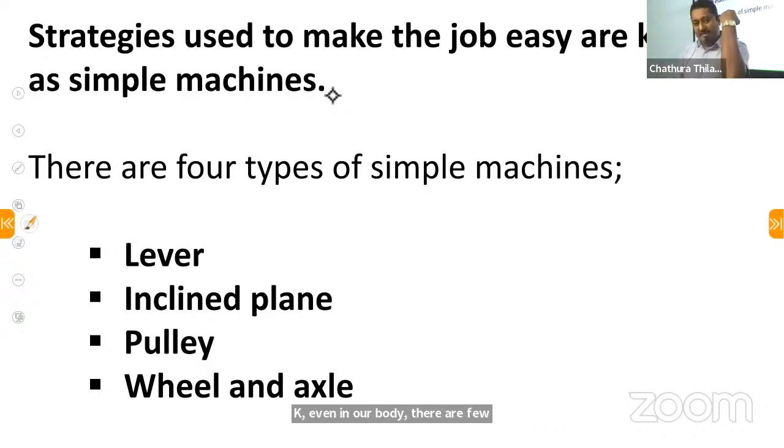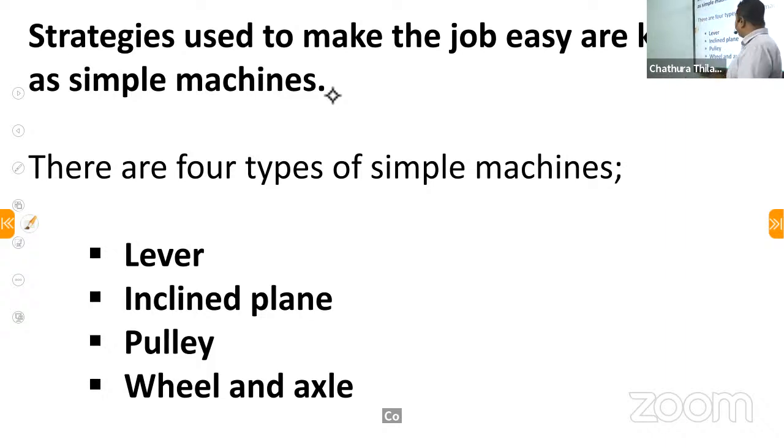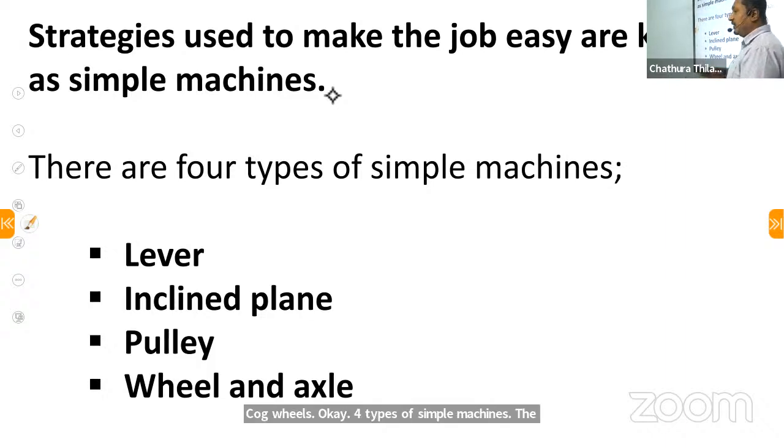Levers, the levers in the joints of our body do the work. In a foot cycle, the levers, the wheel and the axle, pulleys are there. Chains, cogwheels. Okay. 4 types of simple machines. The lever, not the liver. Liver means akmawa. That is L-I-V-E-R.